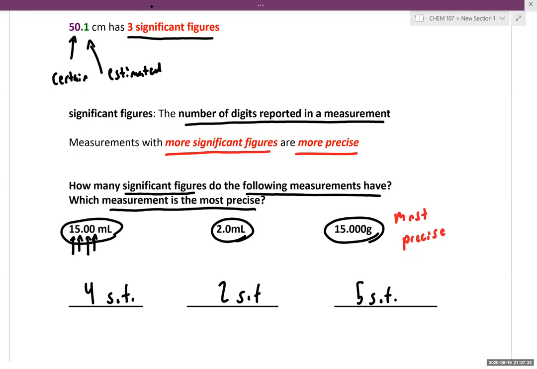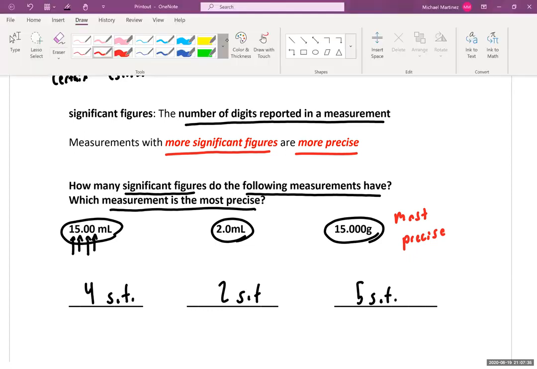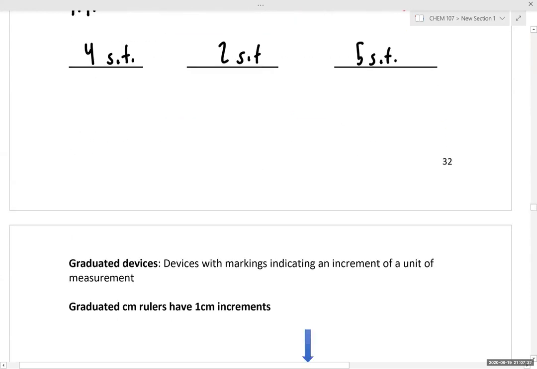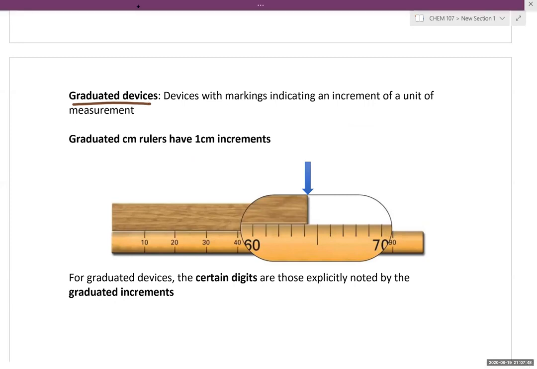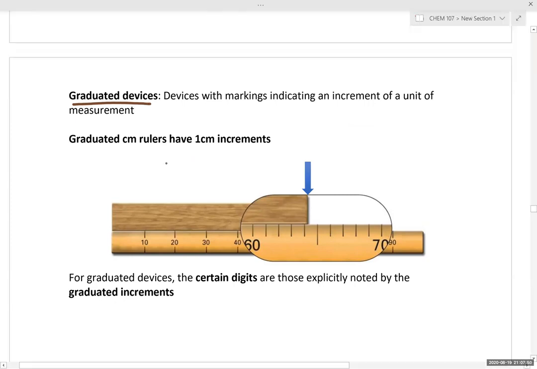And now, this is the part that you really need to pay attention to for the lab. This is essentially what you're going to be doing the entirety of today's lab. We're next going to talk about graduated devices. Graduated devices are devices with markings that indicate an increment of a unit of measurement. For example, graduated centimeter rulers have 1 centimeter increments. So each of these little marks represents 1 centimeter.